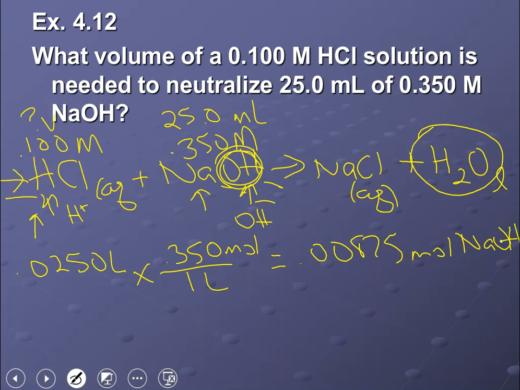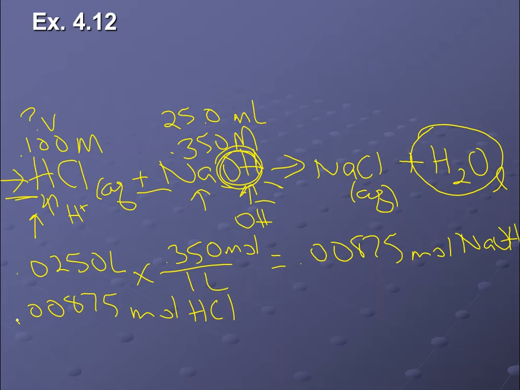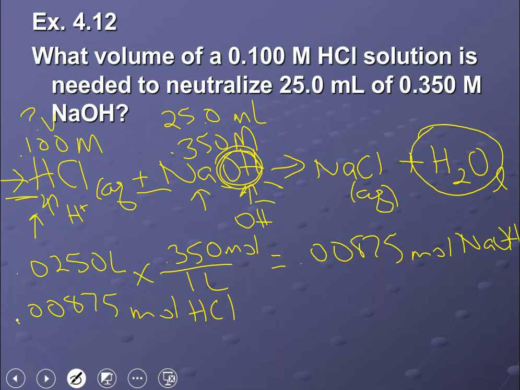That means I need, because these react in a 1-to-1 ratio, I need that amount of moles of HCl to completely use up all that NaOH since they react 1-to-1. So then I need to know the volume of this HCl solution here. Oops, what did I just do? Okay, I need the volume of this guy here.